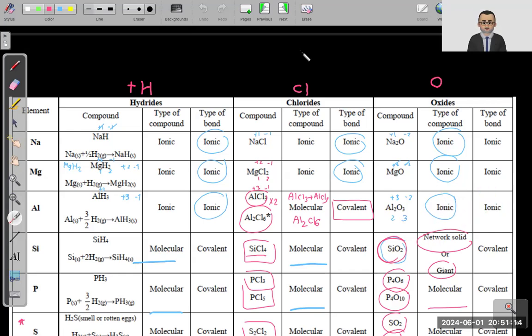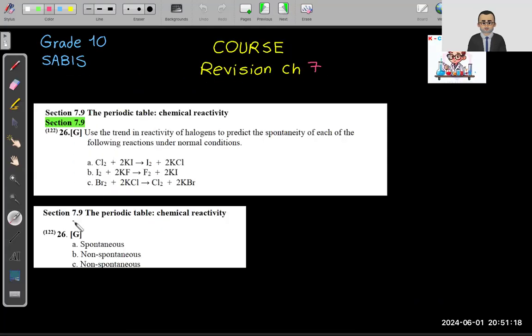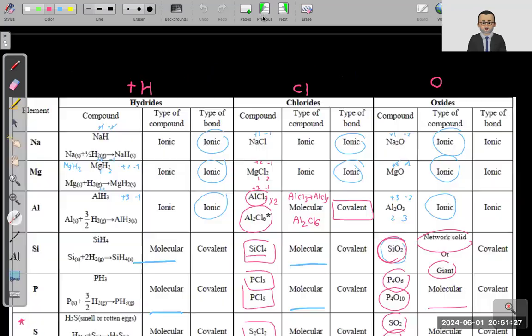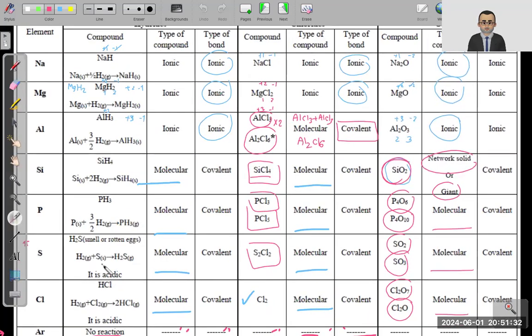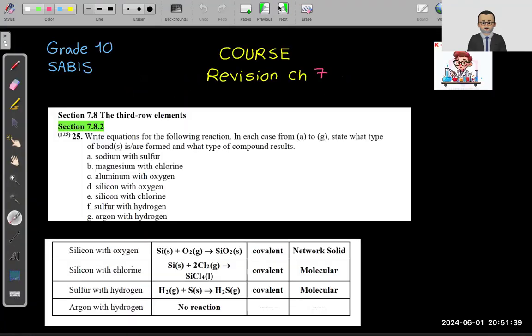Okay, and then the question between argon and hydrogen is no reaction, of course. H2 and H2S, this one was in the table here. So it was in the table here in the case of H2 and S. And the last question also was that one. Sulfur with hydrogen, and silicon with chlorine, this is silicon chloride, and this also comes from memorization.